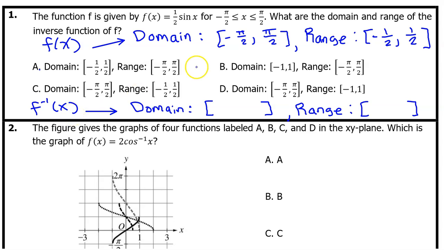For f inverse, the domain and range will be reversed. Since the range of f was negative 1/2 to positive 1/2, the domain of f inverse will be negative 1/2 to positive 1/2. And since the domain of f was negative pi over 2 to positive pi over 2, this will become the range of f inverse. So the answer is A.